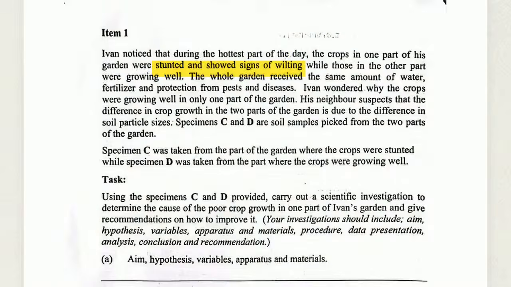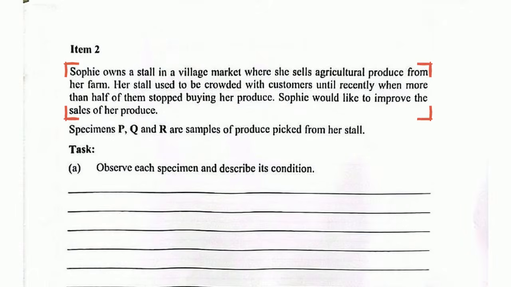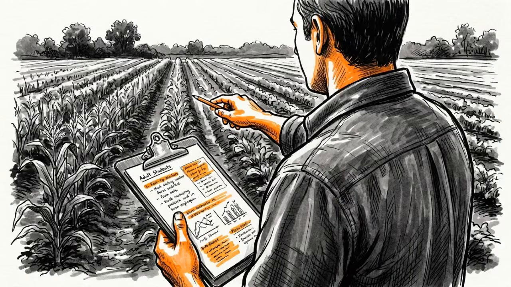Ivan's Garden presents a mystery, stunted and wilting crops in one specific section. Sophie's scenario involves a village market stall losing revenue to deteriorating produce. The exam requires you to step into the role of a hands-on agricultural consultant. You must diagnose the specific scenario before you can prescribe a valid remedy.